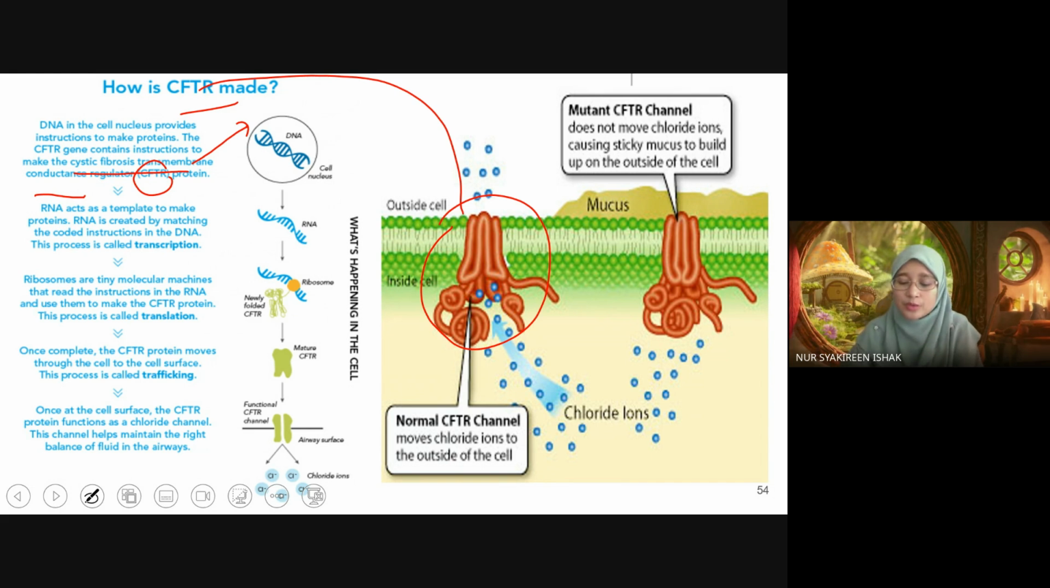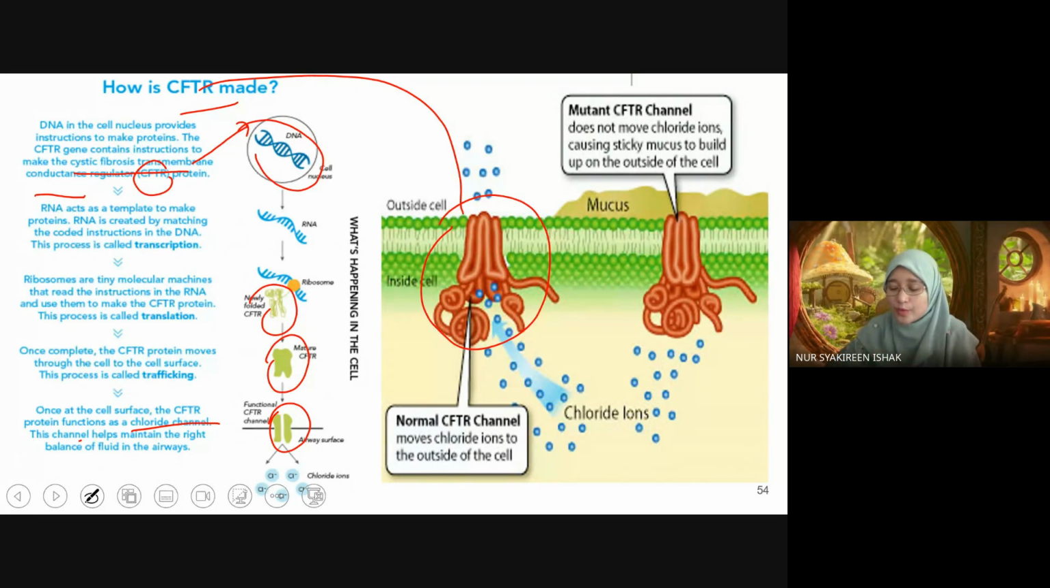Okay. So in your DNA, there is the gene that codes for the synthesis of the protein. So this is the protein synthesized. Once complete, the CFTR protein moves through the cell to the cell surface. This movement is called trafficking, to allow movement of ions. Once at the cell surface, the CFTR protein can function as a chloride channel. This channel helps maintain the right balance of water in the airway, in the lungs, for example.